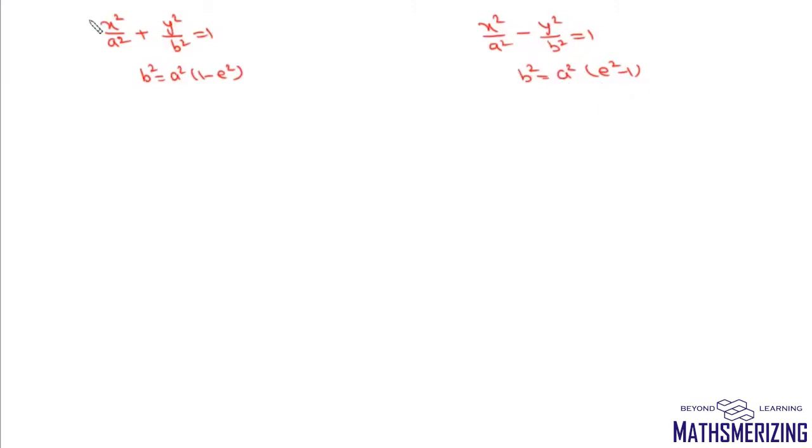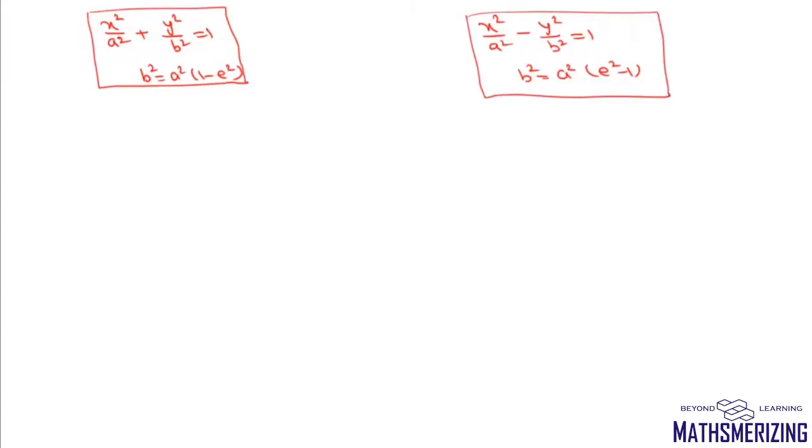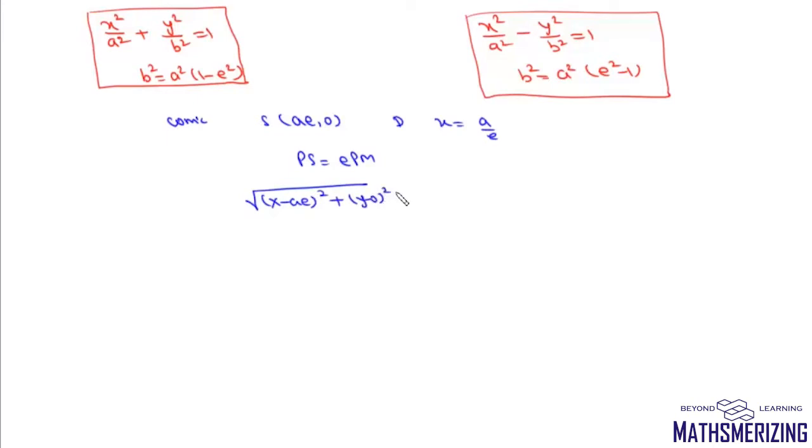So what we'll do is, we'll try and prove these standard equations of ellipse and hyperbola. So say we have to find the equation of a conic whose focus is at (ae, 0), whose directrix is x equals a upon e. Now we know that the equation of a conic is given by PS equals e times PM. So PS simply will be under root of (x minus ae) whole square plus (y minus 0) whole square, and this is e. And what's PM? PM is (x minus a upon e) upon 1.